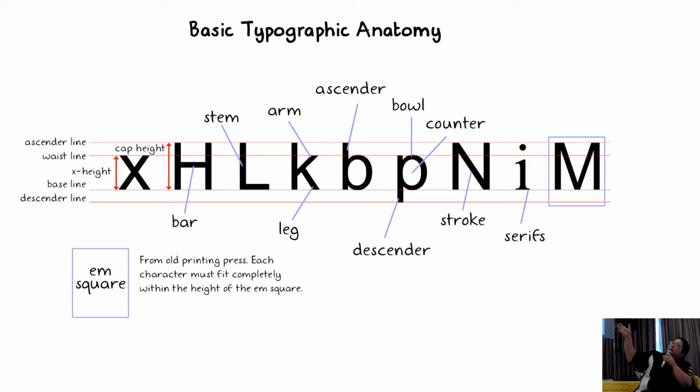And you have the cap height, and then you have the ascender line and the descender line. It's pretty straightforward. And then an M square is what they used to use in printing presses. So when they had little metal blocks, they used to put it all together when they were doing printing presses. So all your letters have to fit within this square, because font programs also use this idea of an M square.